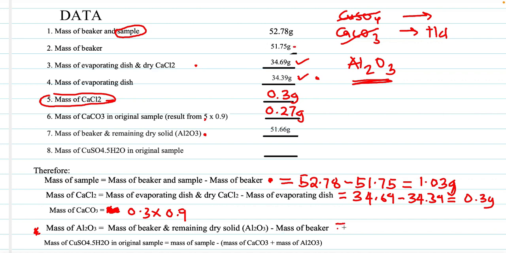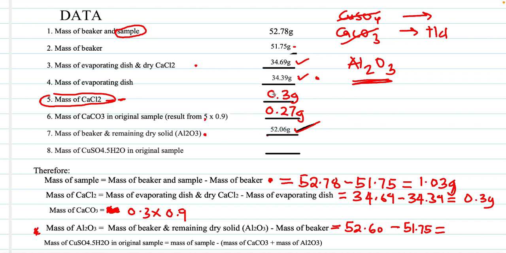All right, so this becomes equal to, okay, so please, the value for the mass of beaker and the remaining dry aluminum oxide is 52.06. I just had to verify that again from the notebook. 52.06. Remember the mass of calcium carbonate is 0.3 times 0.9. This 0.3 was what we got from number 5, and the instruction here says the answer we obtain from 5 times 0.9.